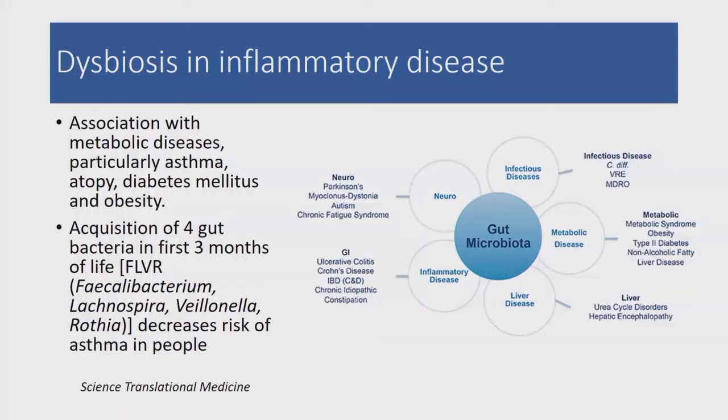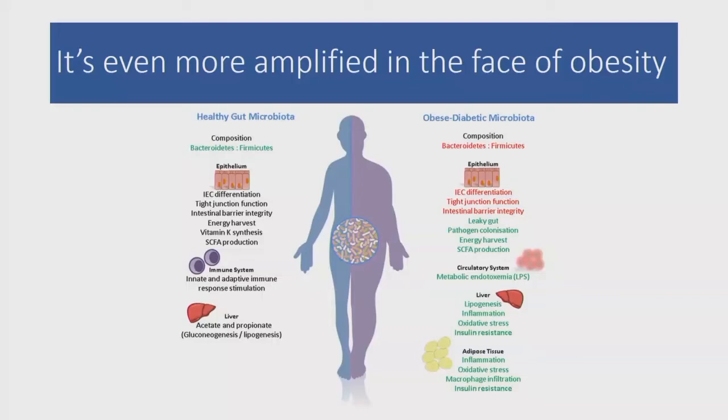That's a pretty amazing breakthrough to come out. So that's, I guess, correlated as well to the hygiene hypothesis. The impact of the microbiome or the dysbiosis is even more amplified in the presence of obesity, and that's because of the inflammatory impacts of obesity, because there will be potential for decreased tight junction function within the intestinal epithelium, so we can have leaky gut, we'll have metabolic endotoxemia, as well as various inflammatory changes systemically.